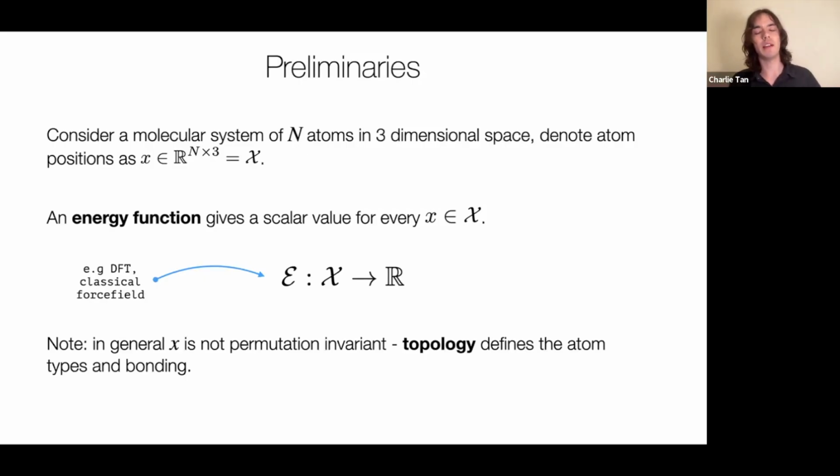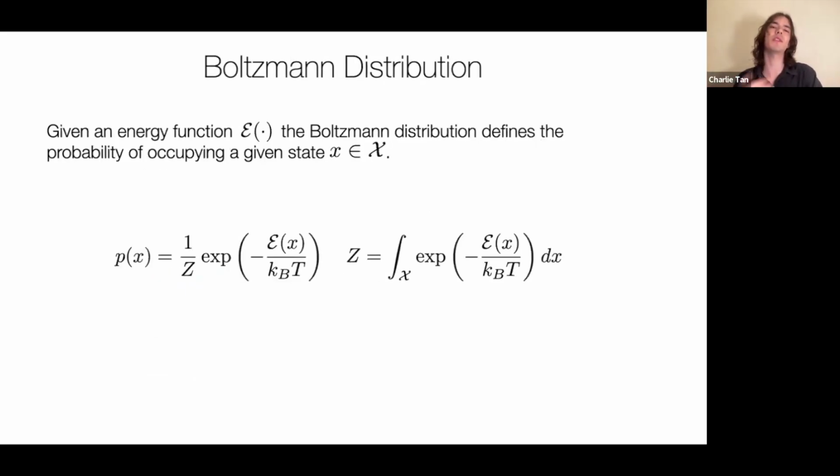and that could vary in complexity from density functional theory, which is quite complex, down to a classical force field, which is a sum of various interatomic potentials depending on the atom types and the bonding. Given this energy function and this system, we can define the following probability distribution known as the Boltzmann distribution. This defines the probability of occupying any given state. Here, k_B is the Boltzmann constant, T is the temperature in Kelvin, and intuitively, high energy states are low probability, whereas low energy states are higher probability.